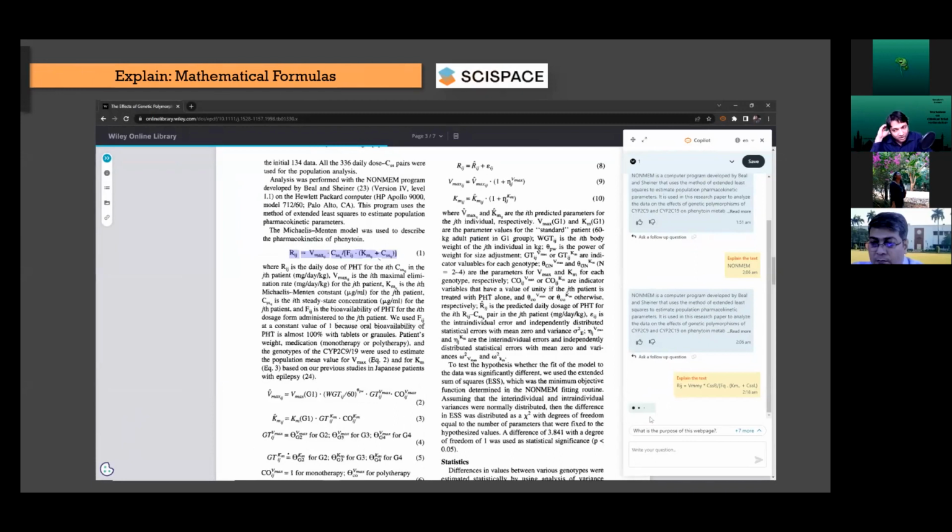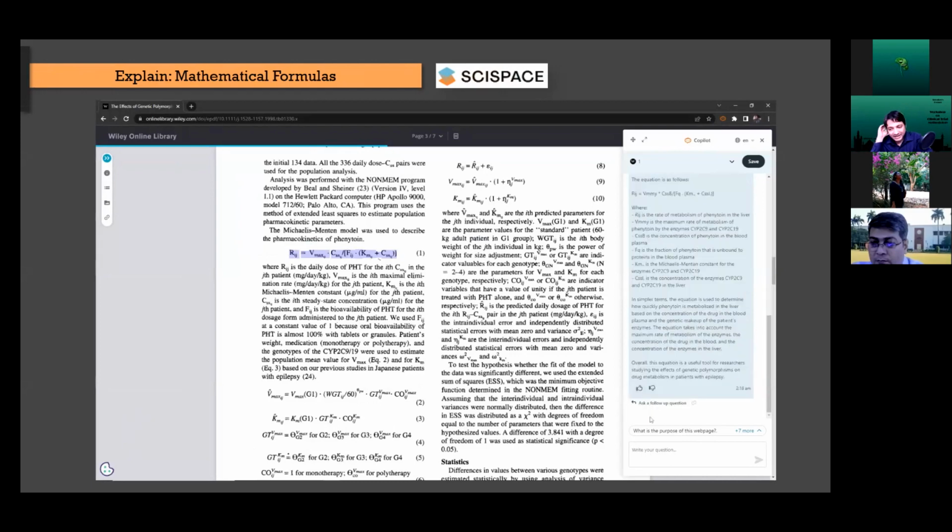Because they are AI tools, they will take some time, including ChatGPT. So here it is. It can explain the whole formula in simple terms. So it says that this equation is used to determine how quickly phenytoin is metabolized in the liver based on the concentration of the drug in the blood plasma and the genetic makeup of the enzyme. This is exactly what this formula is. I know because I'm doing population pharmacokinetics. So this is exactly what it means from this formula. So this is a very good tool.